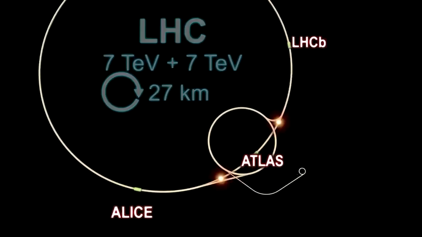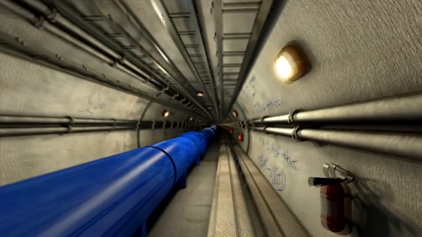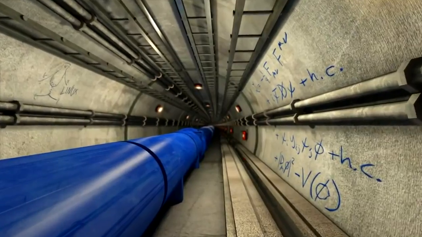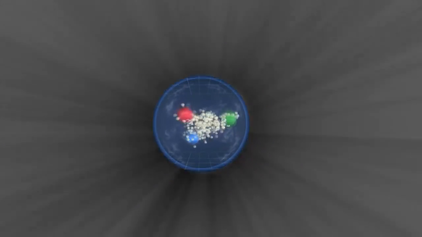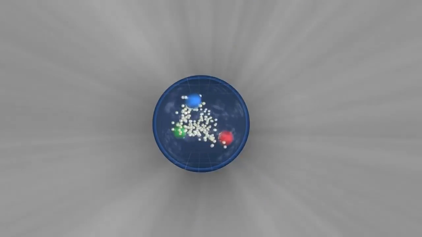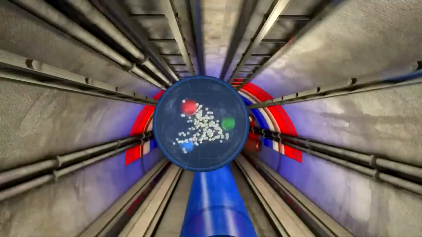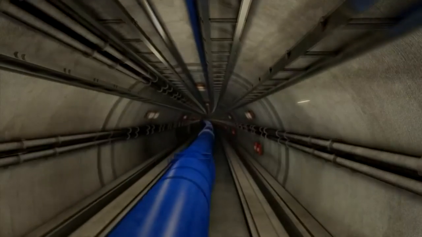Here, there are two pipes that carry the proton beams in opposite directions. Each beam is accelerated to 7 tera-electron volts. That's 7 trillion electron volts. And because they are traveling at each other, the total energy of a collision is 14 trillion electron volts. This ought to be enough to kick the Higgs field into producing a Higgs boson.